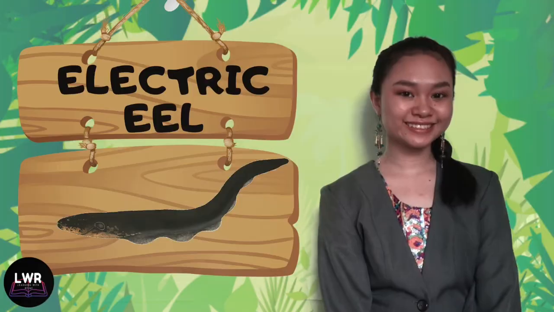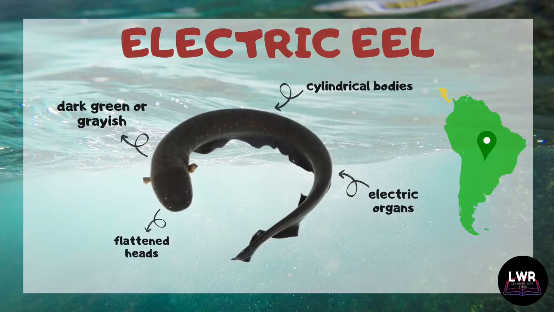Electric eel. Electric eels have a serpentine appearance that is 8 feet in size and weighs about 44 pounds, and they naturally live in the ponds of Amazon and South America. They are dark green or grayish in color, having flattened heads and cylindrical bodies that are filled with electric organs with over 6,000 electrolytes that store power, similar to small batteries.